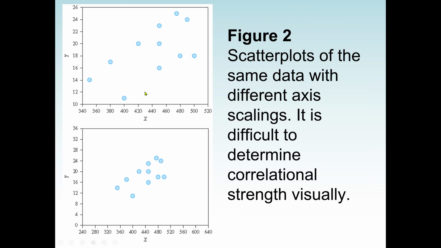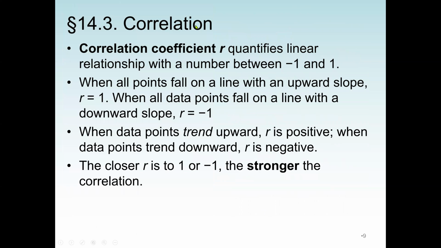So that's why the plot sometimes may mislead us, but the best way of finding the relationship between two variables is to find the correlation coefficient, or Pearson correlation coefficient, which is the R value. Normally this R value will be from +1 to -1, and we may go through that in a second. So here is a scatter plot of the same data with different axis scalings. It is difficult to determine the correlation strength visually, so we have to use the correlation coefficient.